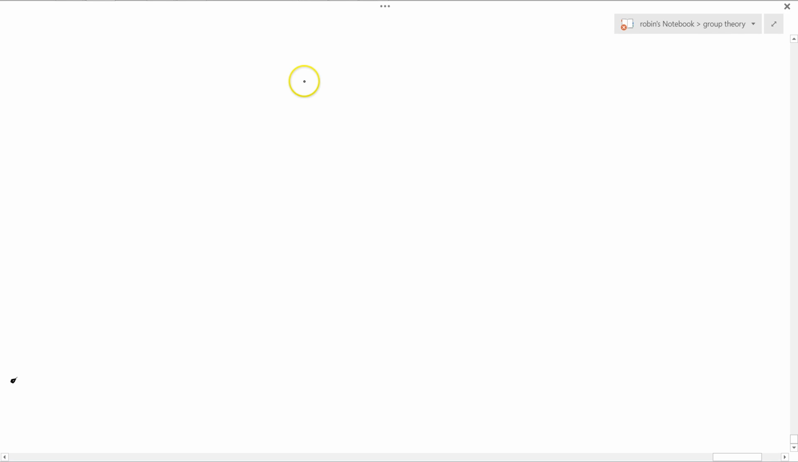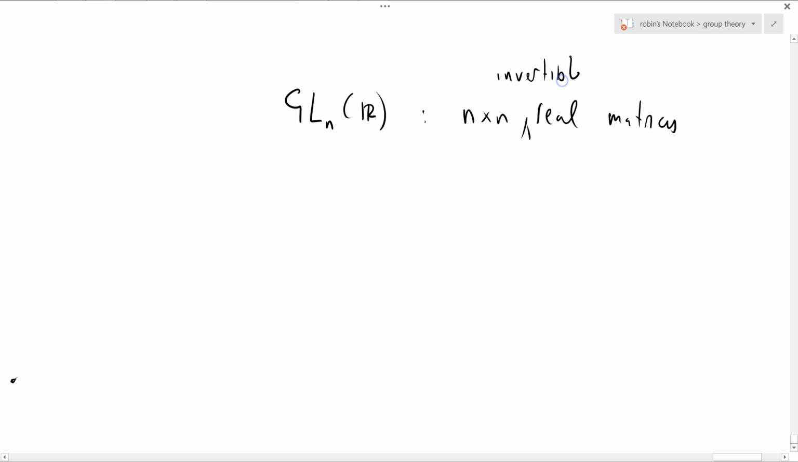Right, I'm going to consider now a different group. I'm going to consider what's called GLn(R), which is n by n real matrices, invertible. I put R here, but it could be complex. So if M is a member of this, I'm just going to call that G for my group.